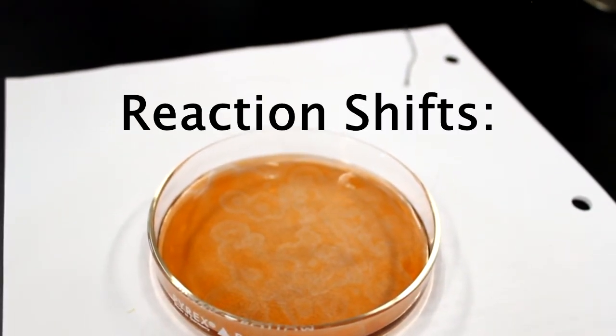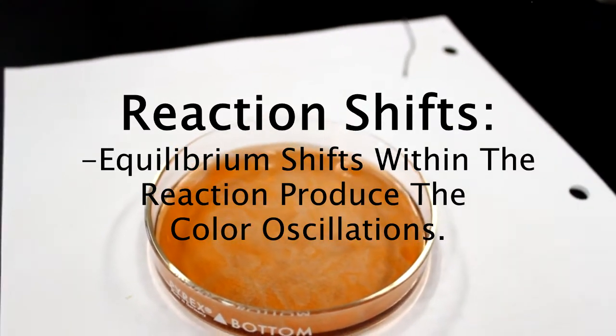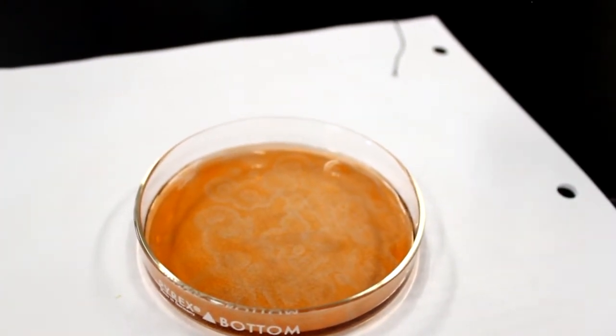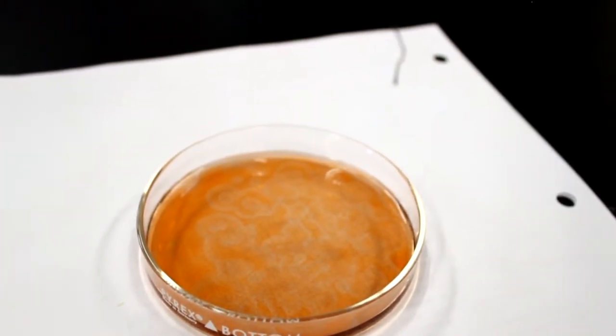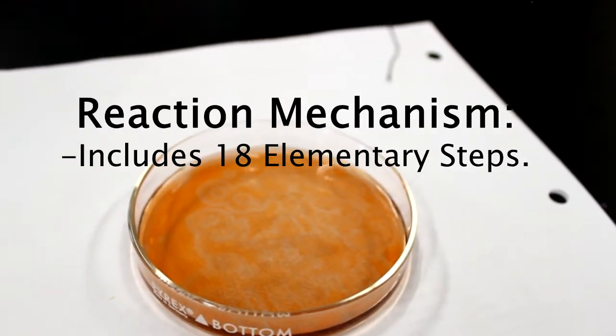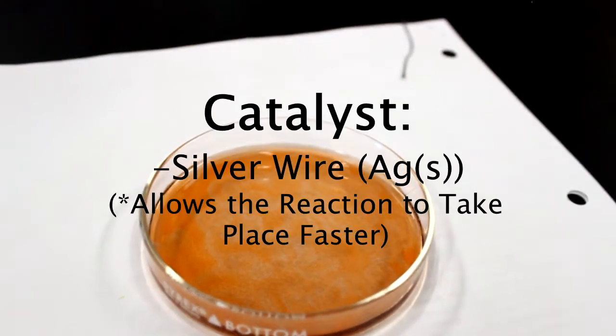In this redox reaction, the equilibrium is constantly being shifted to cause the different colors as the oxidation state of the bromine is changing. This reaction will just keep shifting and will not reach equilibrium for a long time if left alone. The actual mechanism of this reaction includes about 18 different steps. In this reaction, the silver wire is used as a catalyst.